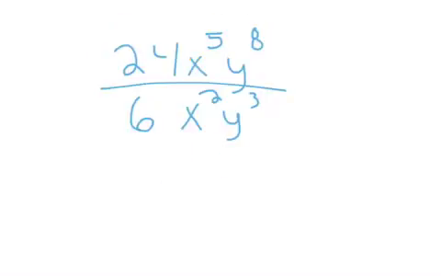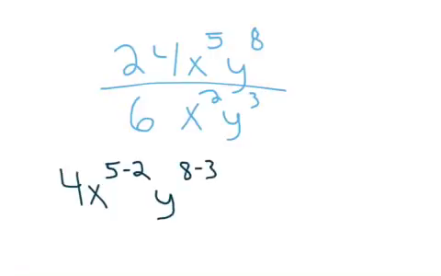This one, just like before with multiplying, if you have these coefficients out in front, you're going to perform the actual operation. So in this case, I'm going to take 24 and divide it by 6. So 24 divided by 6 would give me 4. Now I'm going to follow the rules for dividing by the same base. So I have a base of x. My exponents would be 5 minus 2. And I have a base of y, and I would be subtracting 8 minus 3. So my final answer would be 4 x to the 3rd, y to the 5th.